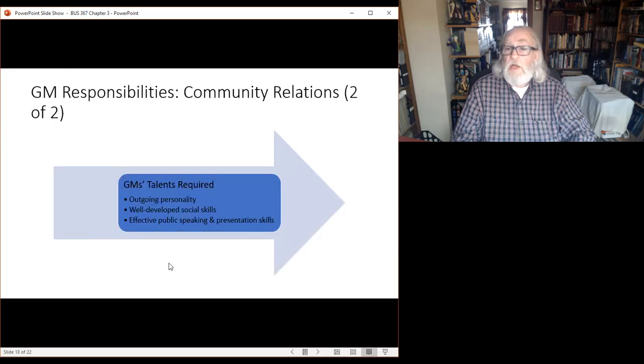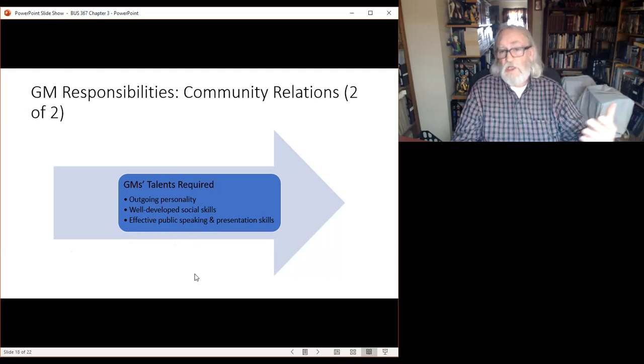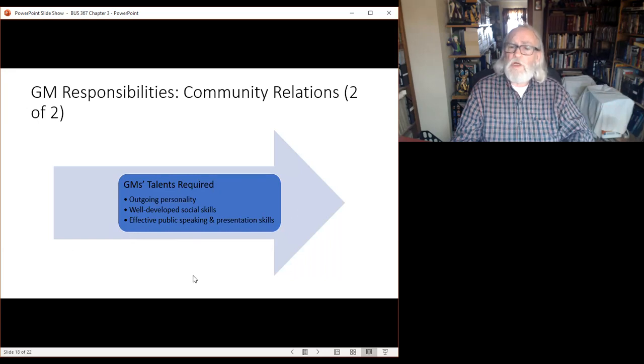What kind of talents are you going to need as the GM to do that? Again, it comes down to social skills, interpersonal skills, and here maybe the outgoing personality is fine. You don't necessarily have to be a type A personality. In fact, most organizations and businesses today do not want to rely on a type A personality. They tend to be a little too aggressive. What you want is somebody who interacts with others easily in a social setting, is comfortable speaking or listening, and has good communication and interpersonal skills.